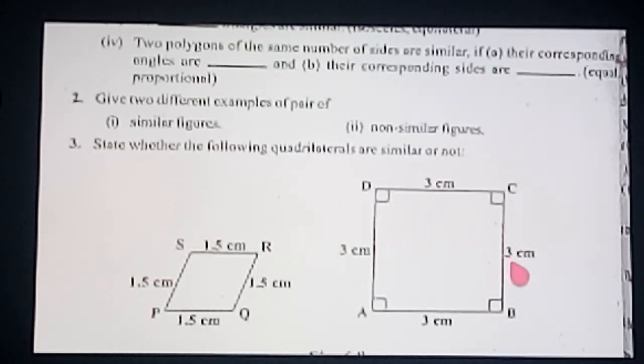QR by BC also comes 1 by 2, and SR by DC also 1 by 2. And PS by AD, what will come? 1 by 2. The sides are in the same proportion, 1 by 2, but the angles are not equal. Therefore, what can you say? Therefore this quadrilateral is not similar.